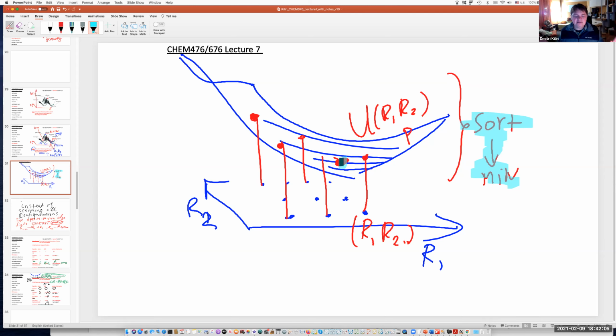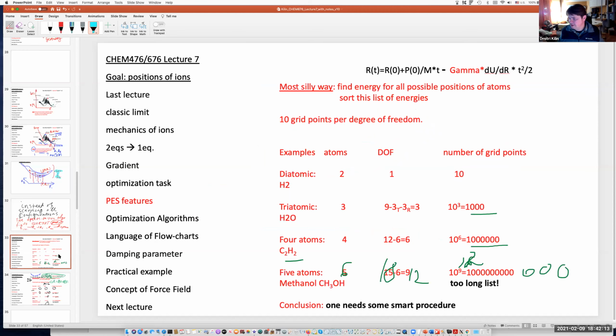This idea is correct, but very time-consuming. And I'm going to show an example. So if you have a diatomic molecule, there is only 1 degree of freedom, and consider we will chop the interatomic distances on only, let's say, 10 discrete points. Then this potential energy surface will be represented by 10 points, and finding the minimum out of them is really easy.